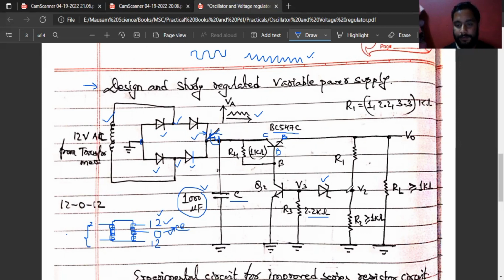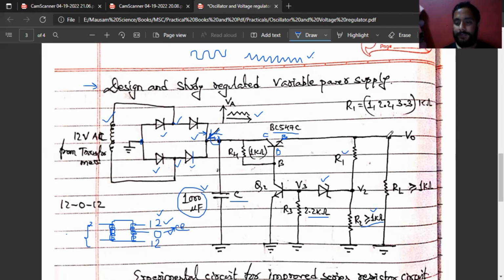and from here we'll connect it to another R2 whose value should be greater than 1 kilo ohm, because if its value is less, then all the current will flow over here and this transistor may get damaged. So in order to protect this transistor, we'll keep a very high resistance here so that all the current will not go to ground through this terminal. So this transistor will be kept safe if we keep the R2 value more than 1 kilo ohm. And the R1 value, we'll set it. Later on, I'll talk about how to choose R1.